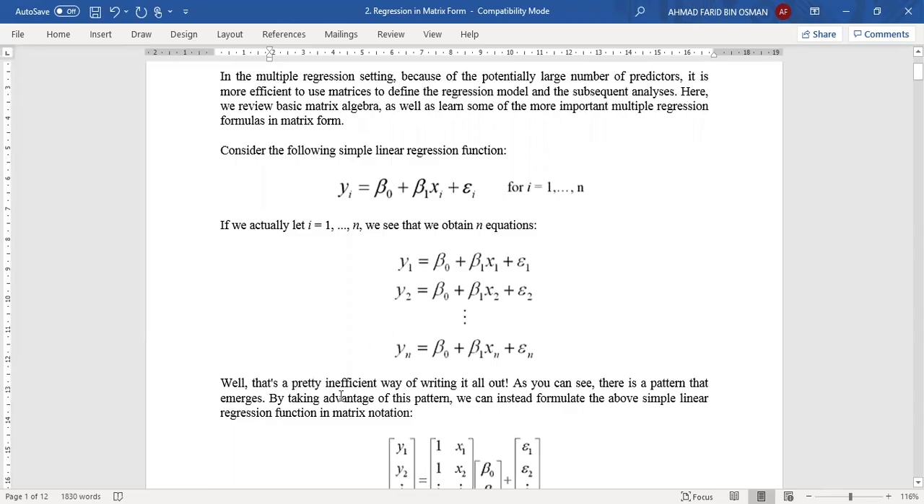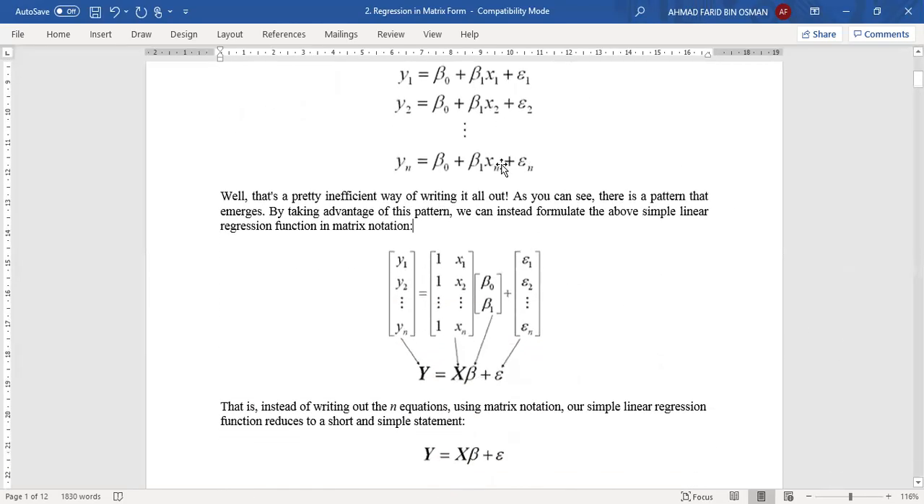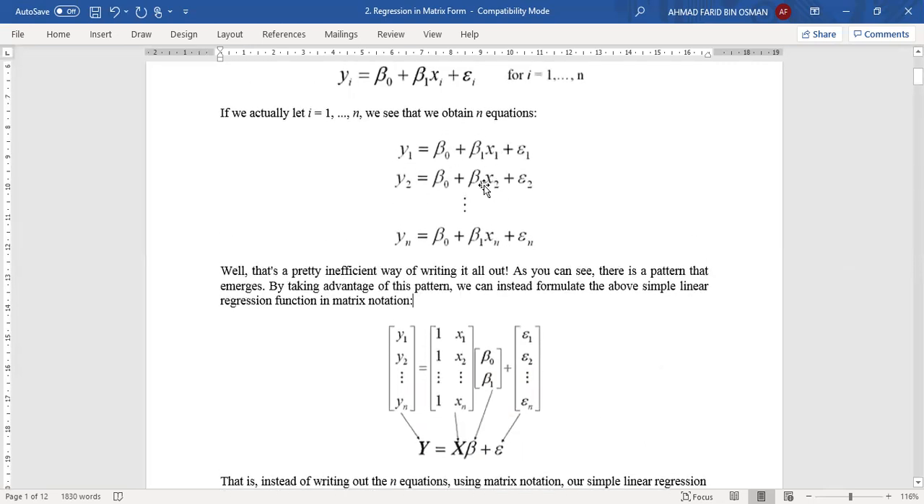That is a pretty inefficient way, as mentioned before, to write if we have a large number of observations, one by one. As you can see, there is a pattern that emerged. By taking advantage of this pattern, we can instead formulate the above simple linear regression function in matrix notation. So we can express the variables or the data in matrix form like this.